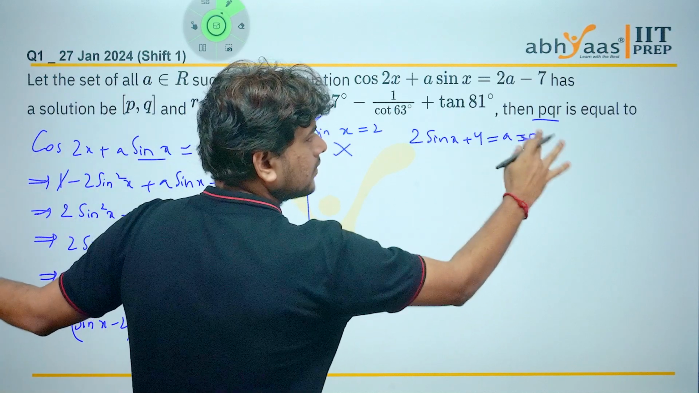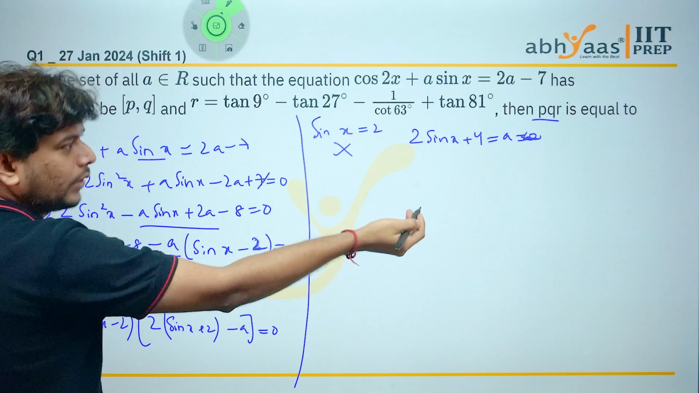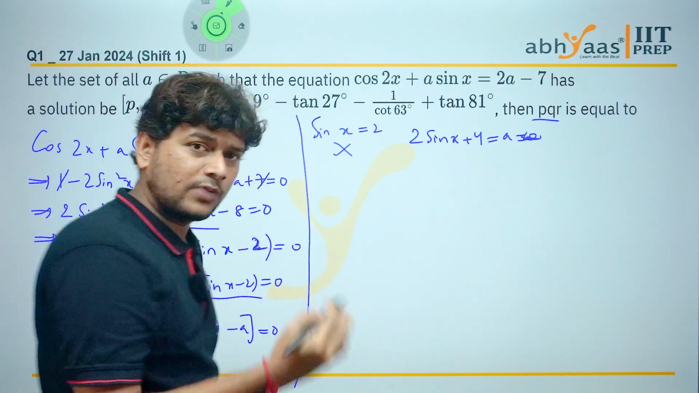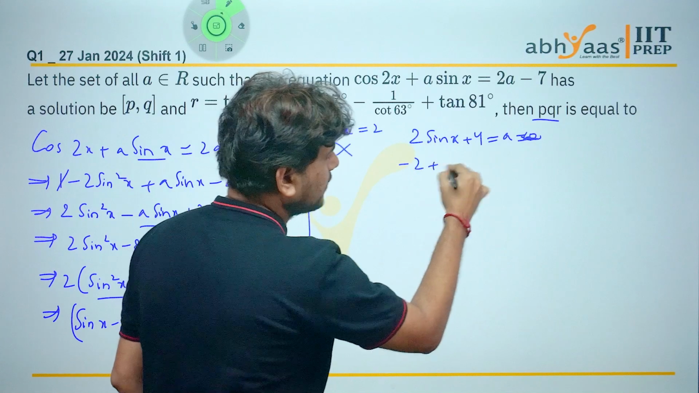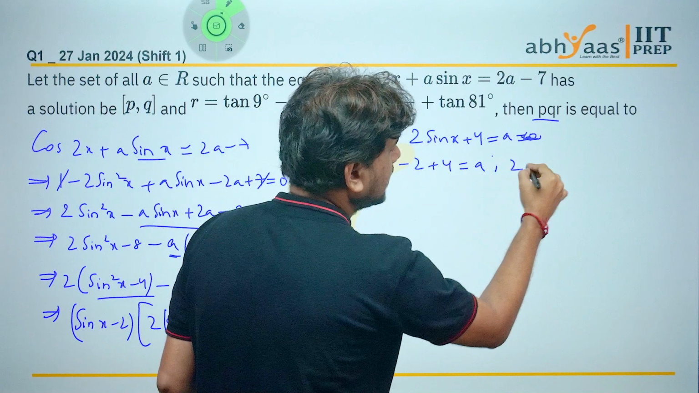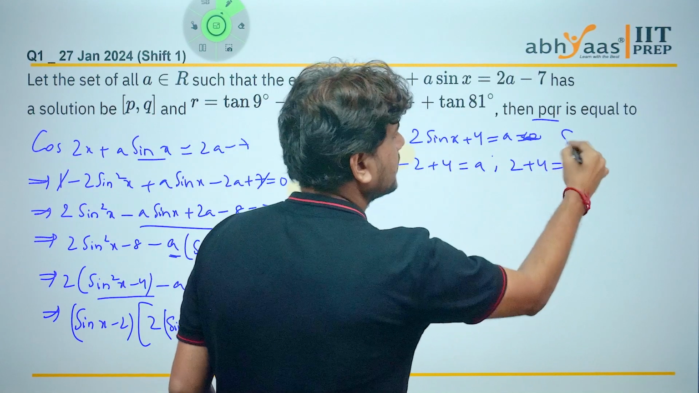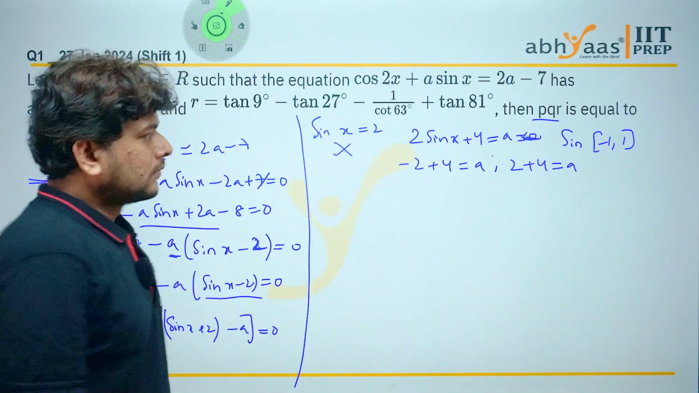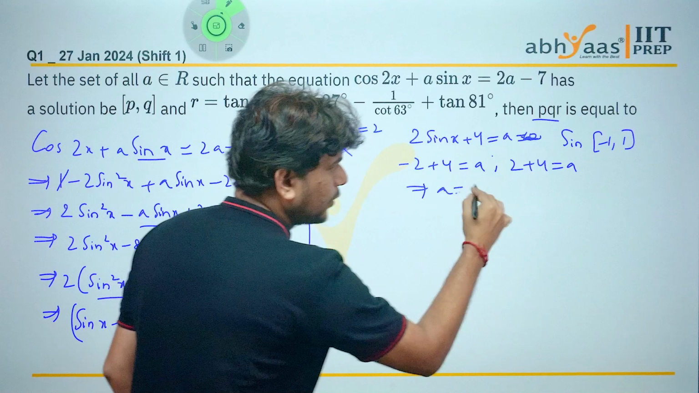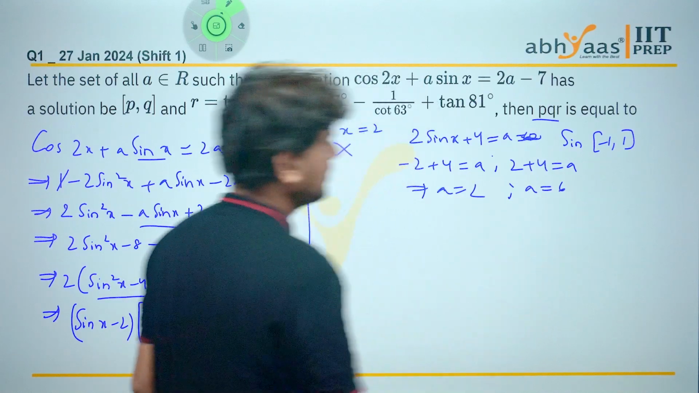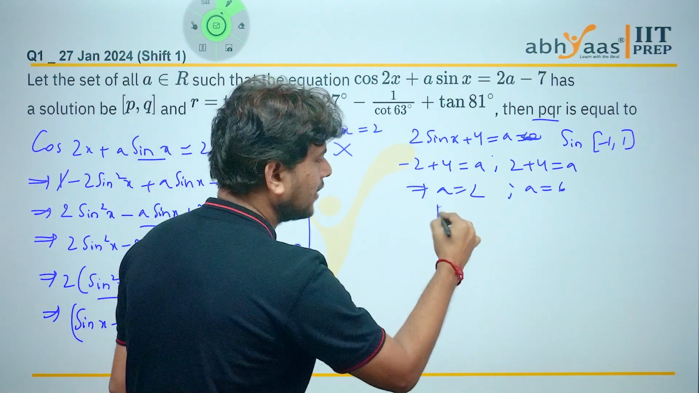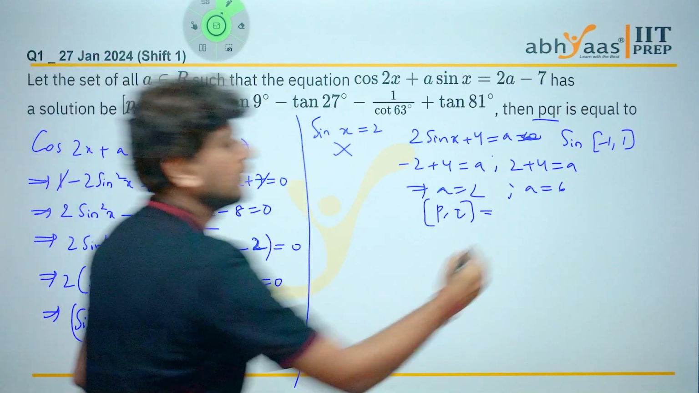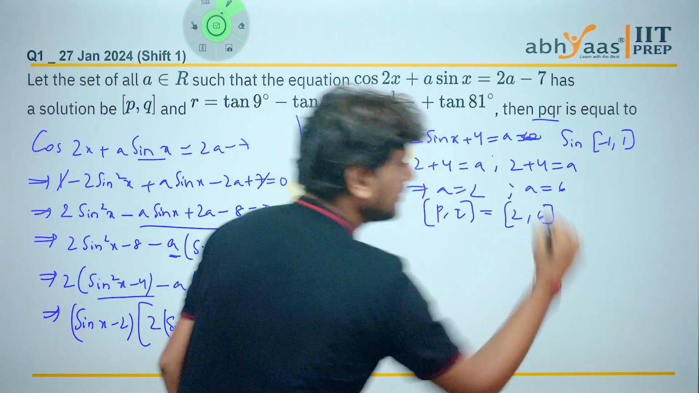So 2 sin x plus 4 equals a. Now sin x values vary from minus 1 to 1, right? So minus 2 plus 4 equals a and 2 plus 4 equals a. Sin varies from minus 1 to 1. So we will get a equal to 2 and a equal to 6. This will be our values p comma q. Given closed interval [p, q], that will be [2, 6].